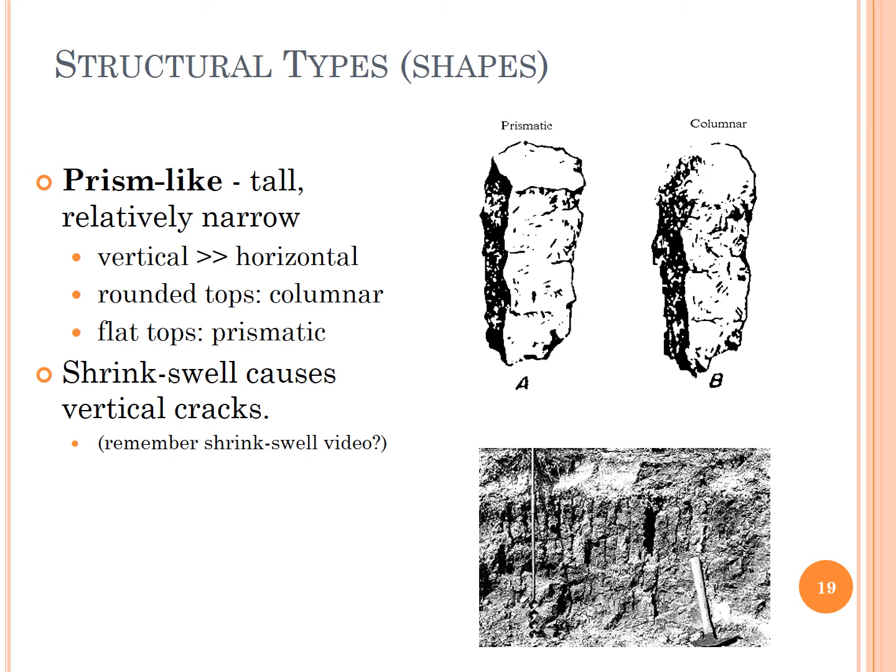Prismatic or prism-like are tall, relatively narrow peds. Now we have two types. We have prismatic, which is what we find in Indiana, and we have columnar, which we find in the salted soils of Utah. You will not find columnar anywhere on this side of the country. You only find it in desert soils where it's dry and there tends to be an accumulation of salts. Columnar has a rounded top to it. Again, you will not find that here, but you will find prismatic. We find prismatic, or any kind of prism, where we see shrink swell causing vertical cracks.